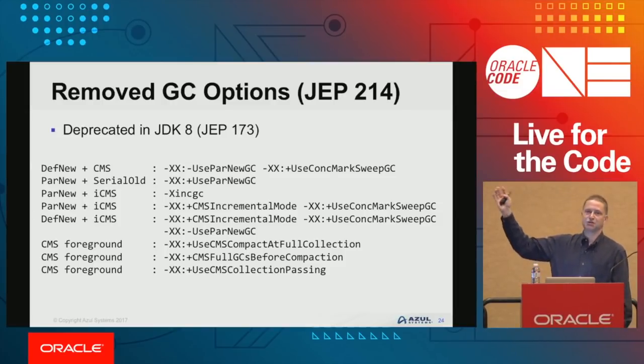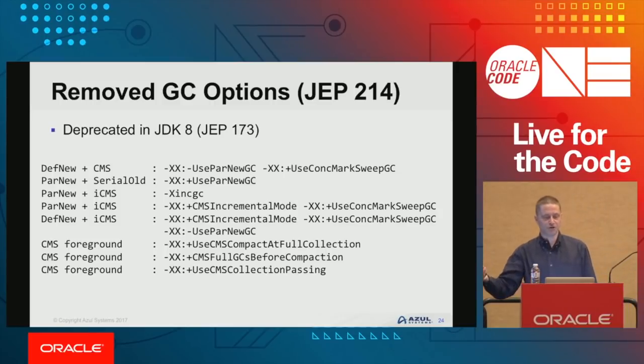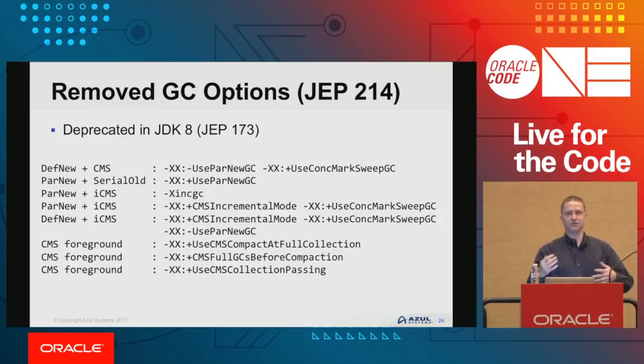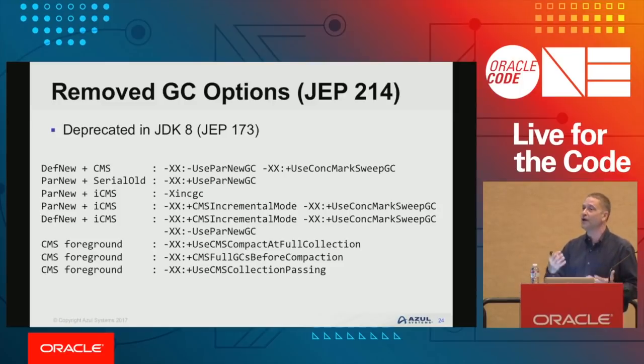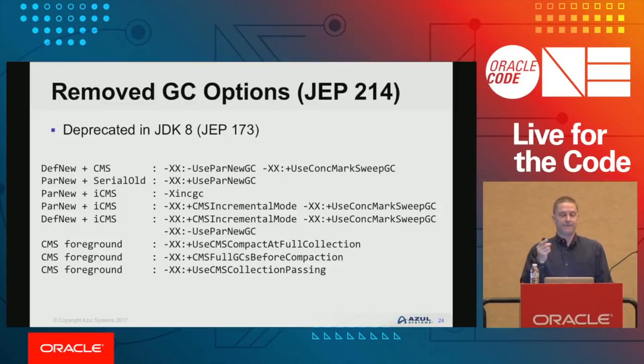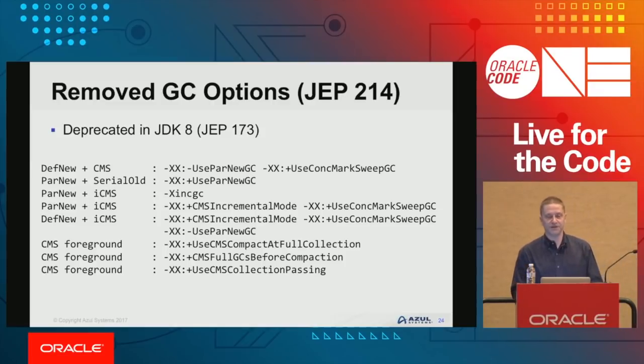So there's various combinations of things that they didn't want to support anymore, things like incremental concurrent mark sweep, some concurrent mark sweep stuff in the foreground, the idea of using the parallel new collector with the serial old collector, which I really don't understand why anybody would do that anyway. But all of these combinations have gone away. So if you've been using them in the past, they won't work, but if you've been using them in the past, you will have been getting warning messages anyway.